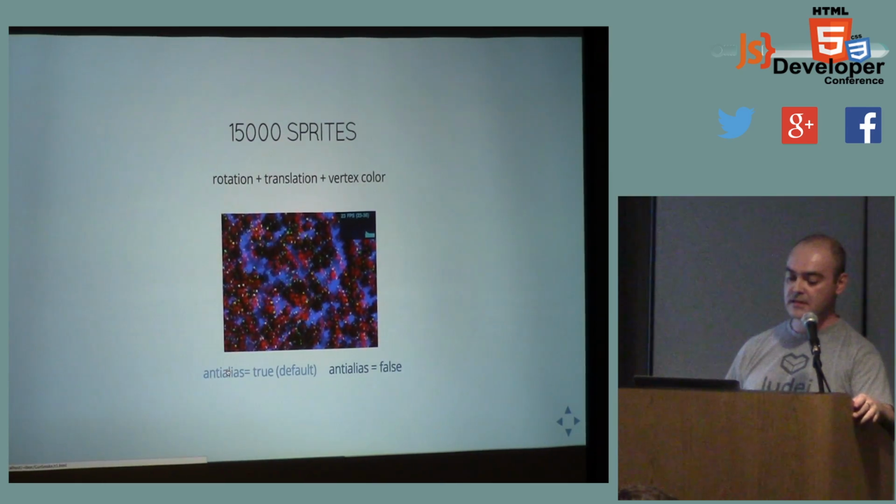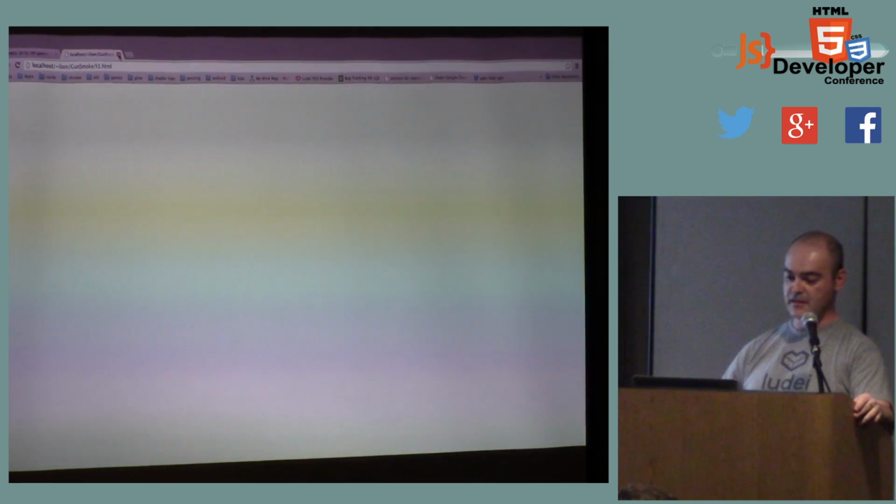This is 15 sprites, small sprites rotated and translated with tint and color vertices, using anti-alias true. And I can't see anything, can you?